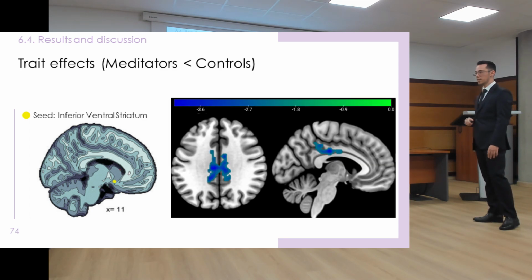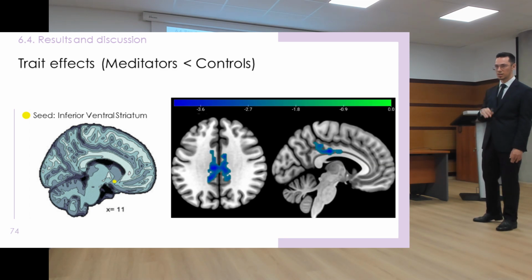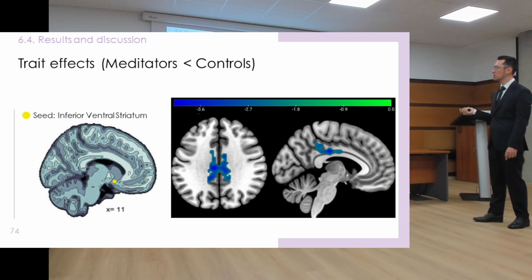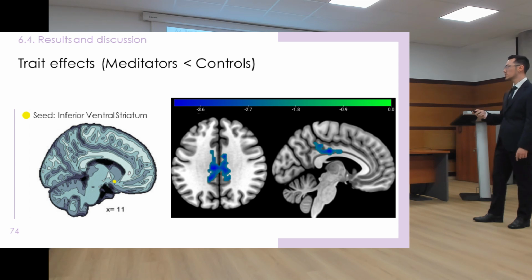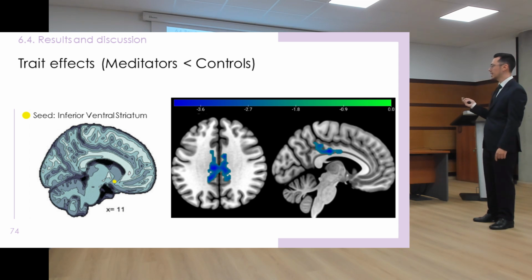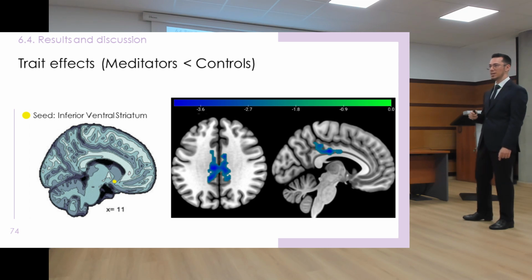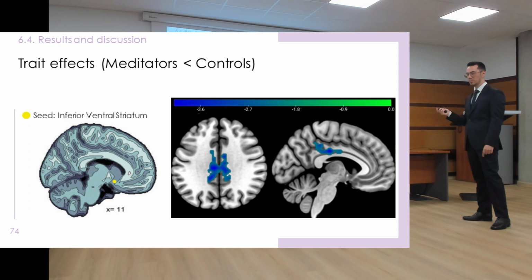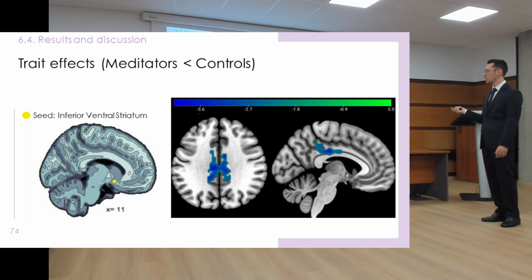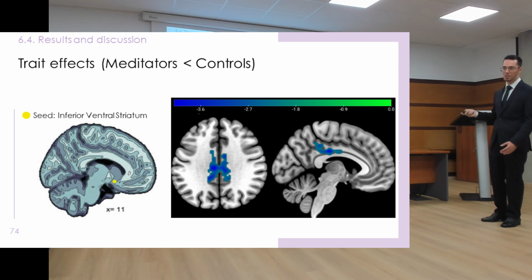We also found trait effects. This means, again, comparing resting state between meditators and controls. And we found reduced functional connectivity between the inferior ventral striatum and the mid-cingulate. This region is involved in a wide range of functions, but this result was furthermore correlated with the reduced reaction time that the meditators presented in the Simon task. And so we related it to better cognitive control and the ability of meditators to inhibit interference in daily life.